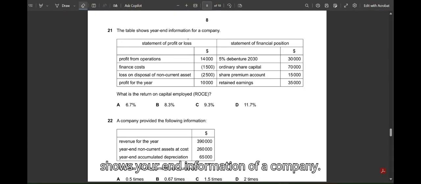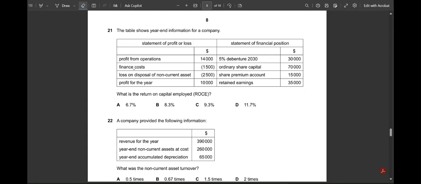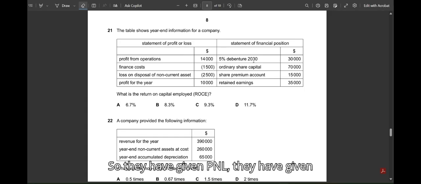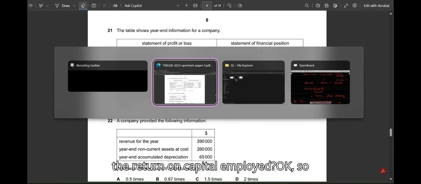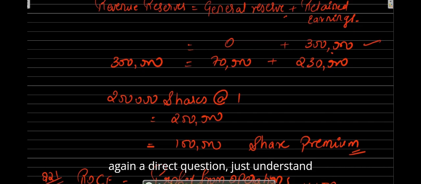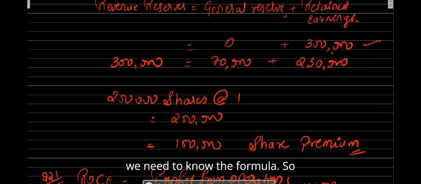The table shows year-end information of a company. So they have given P&L, they have given statement of financial position. What is the return on capital employed? Okay, so again a direct question. Just understand we need to know the formula.